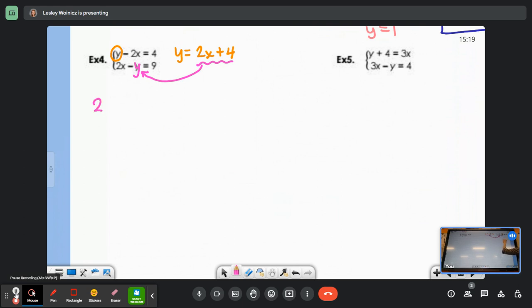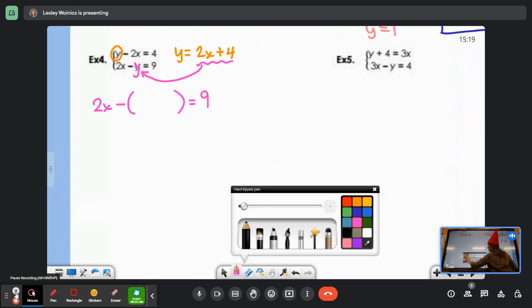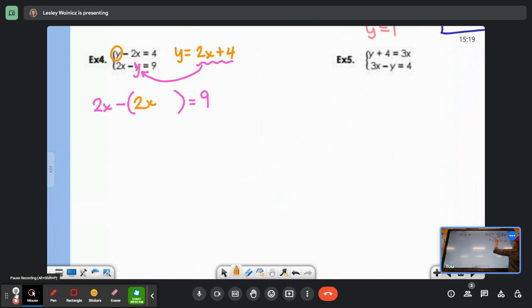Now I've got 2x minus my whole y equals 9. My whole y is 2x plus 4. I'm replacing the whole thing. Now be careful because we don't have a 2 to distribute here. What are we distributing? A negative sign, which is like distributing a negative 1. So I have 2x minus 2x minus 4 is 9.